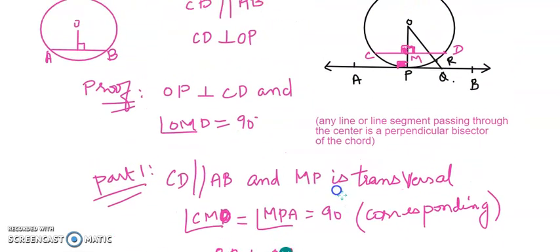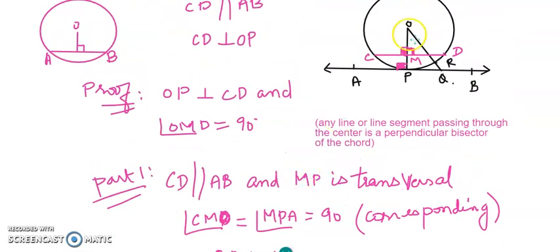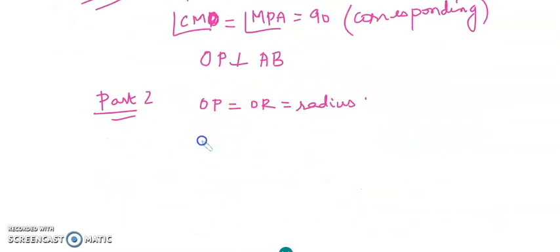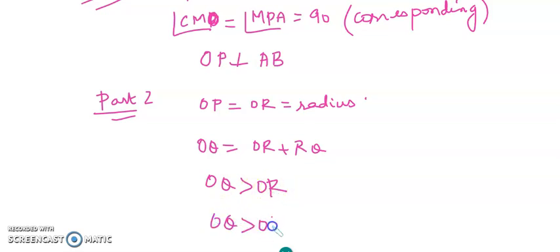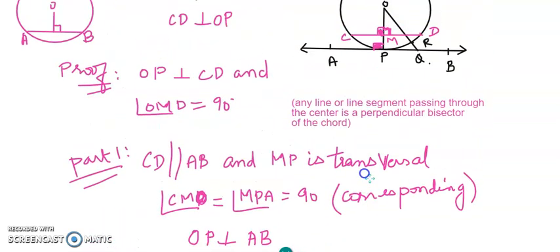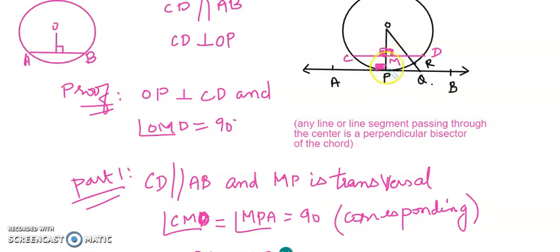Correct? Now, if you look at the figure, can I say OQ is OR plus RQ? Let me write that OQ is OR plus RQ. So clearly OQ is greater than OR, obviously. So that means, can I say OQ is greater than OP because OP and OR are radii? That means OP is the shorter distance compared to OQ, right?